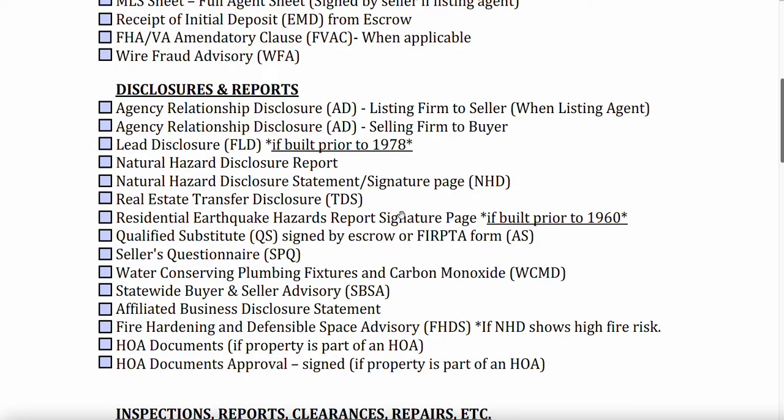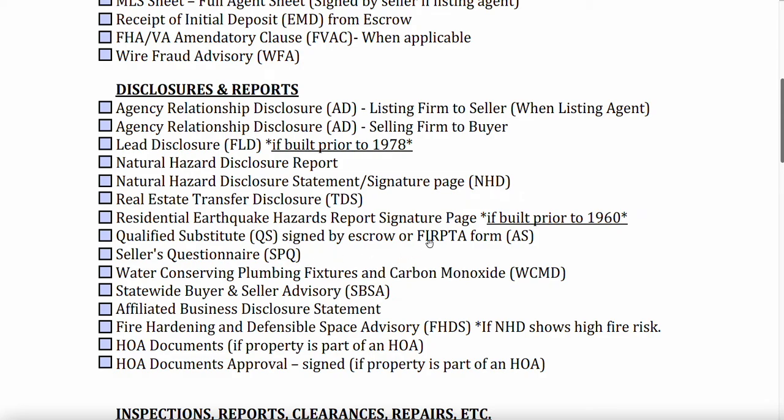This cannot be waived. Transfer disclosure statement, again required by state law. Most of this at some capacity is required by law. If not, it's very wise to have it in here, and that's why it's on this list. I've worked very hard to put together a list that keeps it minimal, because some of these checklists can just get very lengthy and overlap, but also be compliant in the case of an audit or a legal dispute. Residential earthquake hazards report signature page, if built prior to 1960.